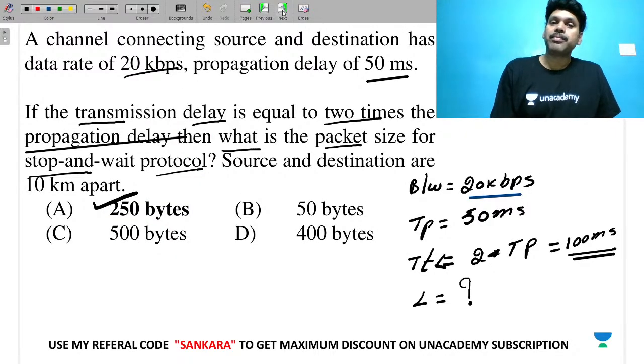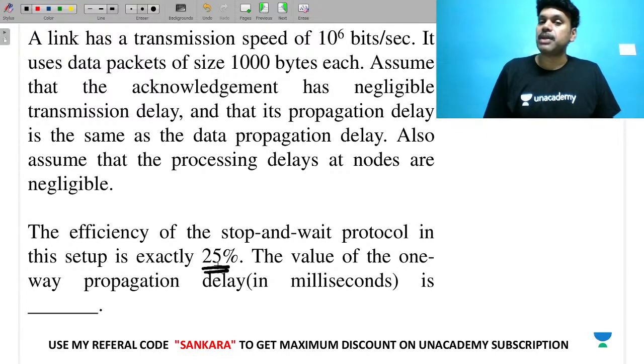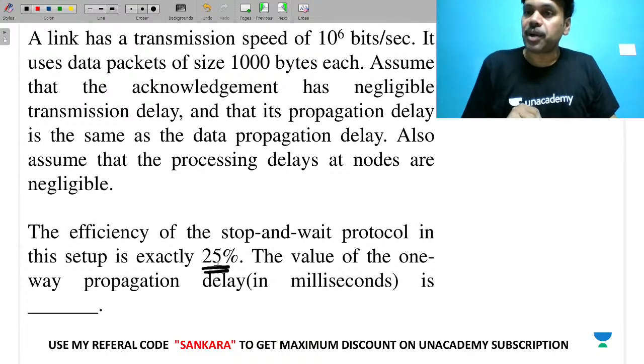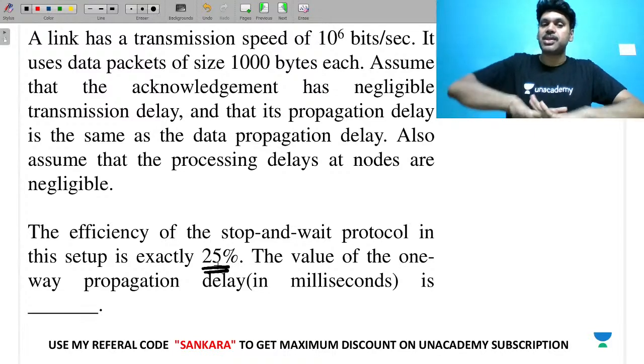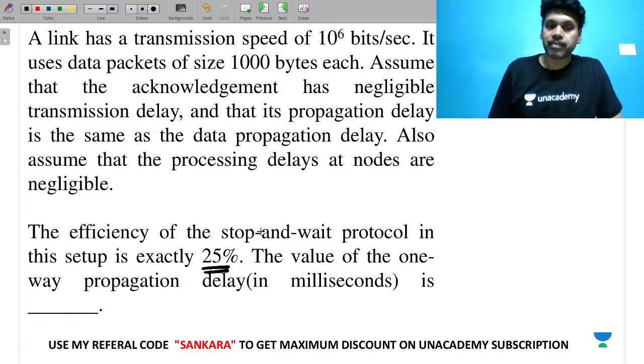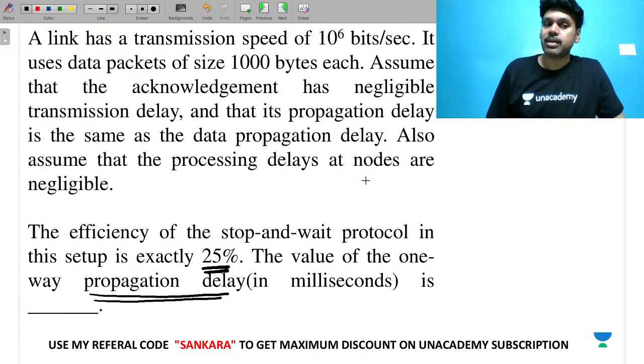Now come to the next question. You need to set your efficiency to 25%. Earlier we computed for 50%. Now he is asking for 25% efficiency. What is he asking? Find the propagation delay. And he said that all secondary delays are negligible.